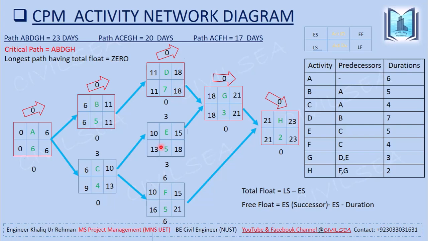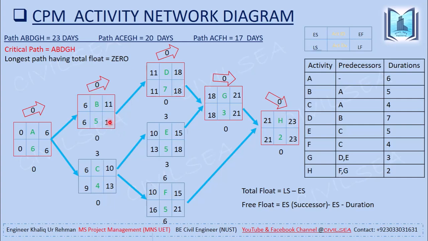So in the backward path, the smaller value will be forwarded. So this 13 is forwarded as the late finish for activity C, and 13 minus the duration of activity C gives the late start for activity C, 9. And here you can see that 18 will be forwarded as the late finish for activity D. 18 minus 7 is 11, and 11 will become the late start for activity D.